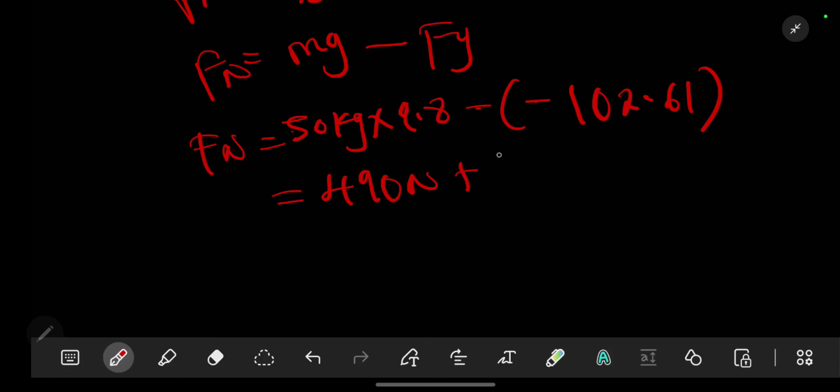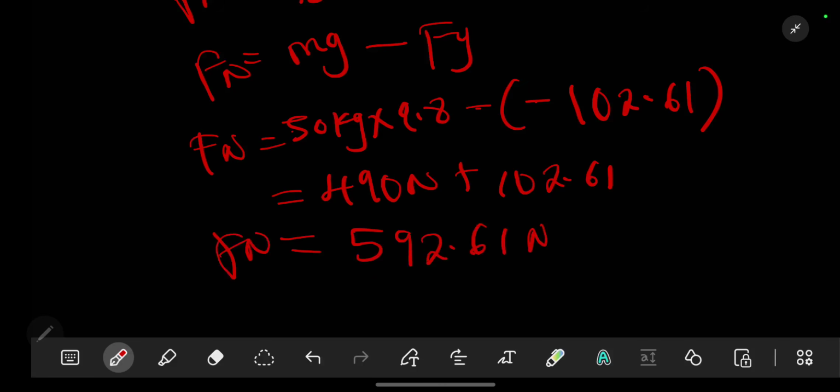Negative by negative is positive, which will give us plus our 102.61. This gives us a value that is equivalent to 592.61 newtons. So this is the normal force.